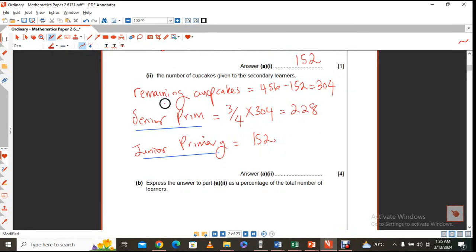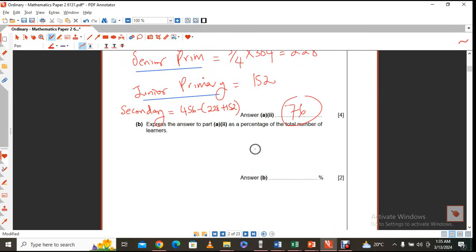All right. So we are then left with the secondary learners. Hence, the secondary learners will get 456 take away 228 plus 152. So 76, that is the correct answer there. Then they say express the answer to part A, Roman 2, that is that 76 that I've got here, as a percentage of the total number of learners.